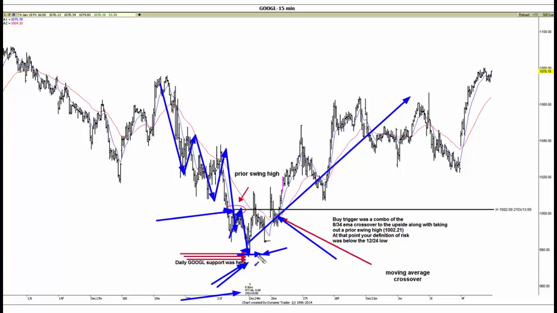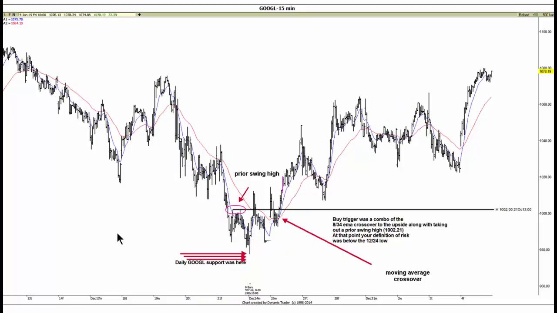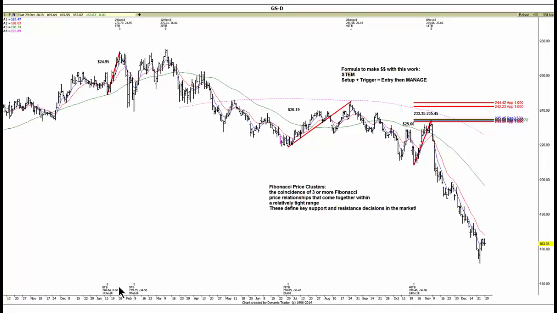When you're wrong, if it stops out or if it goes below the initial low or below the cluster, just get out, okay? Because not all these setups are going to work. Anybody who tells you that all their setups are going to work, they're full of crap. Anyway, so let's look at another example. So that was Google with an aggressive swing trade trigger. Now here is a setup in Goldman Sachs.